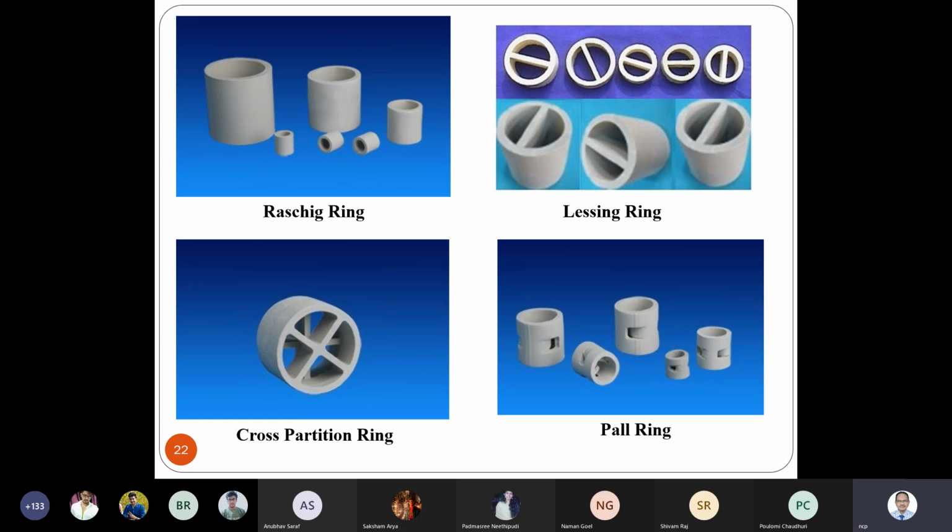And then the other variety is the cross partition ring. Here only one partition was there, and here this is the cross partition, right? So this is the cross partition ring. So again, you will get some extra area, but at the cost of a high, or a little bit higher, pressure drop for the gas phase.